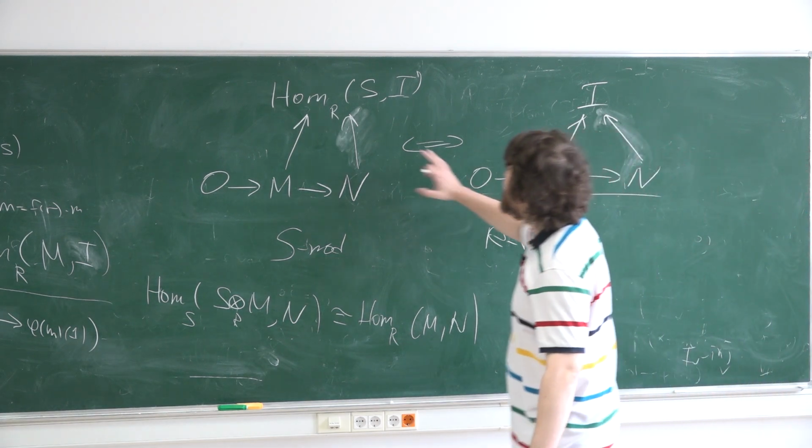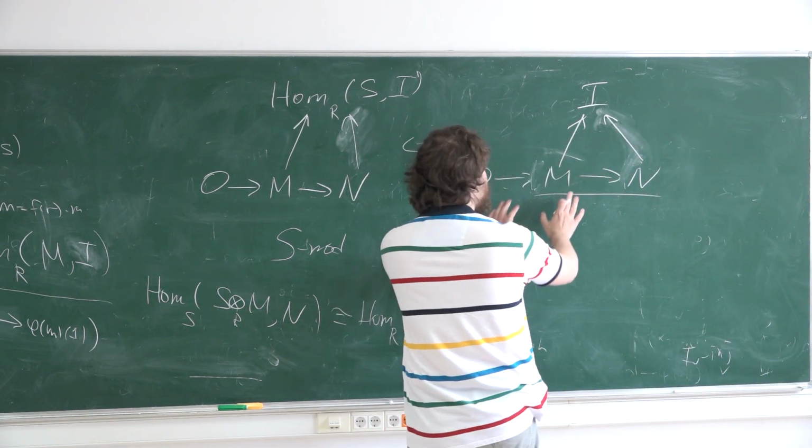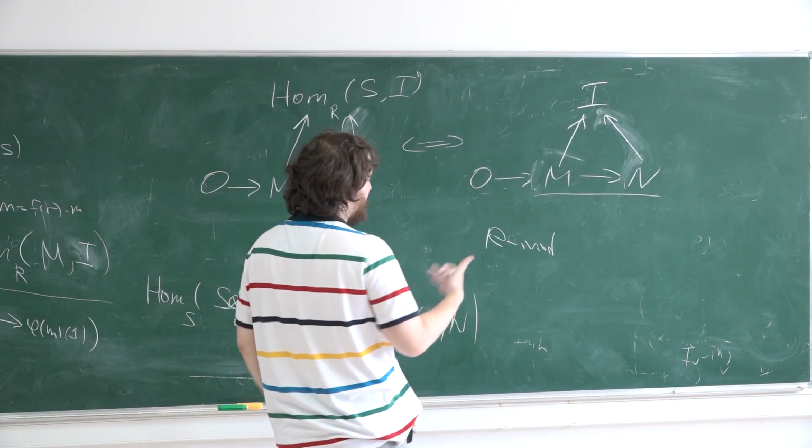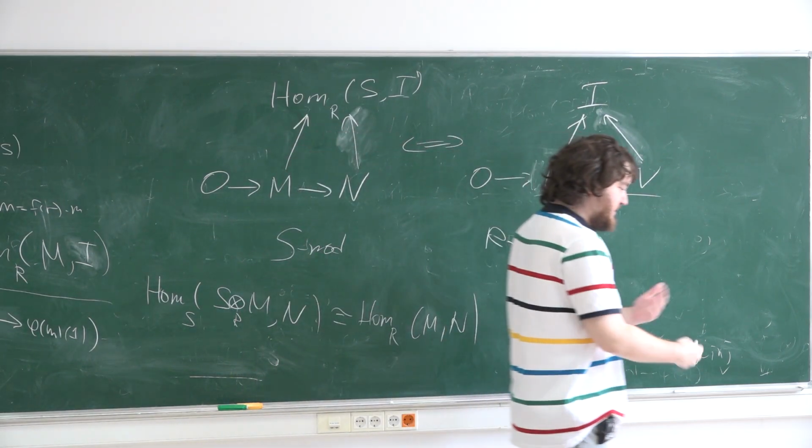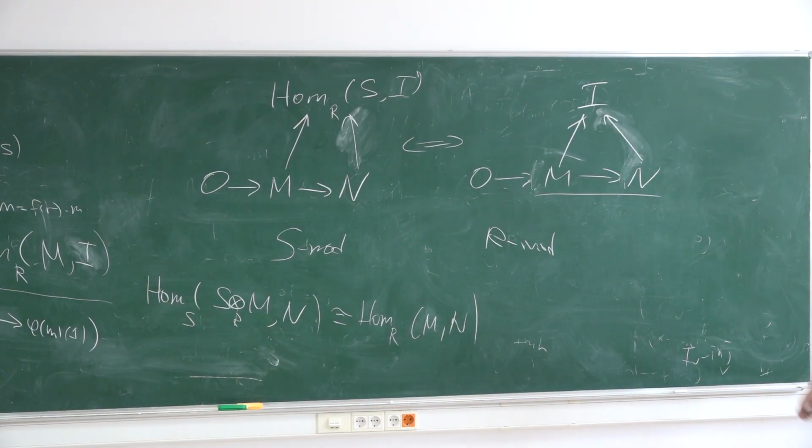So we obtain that these are R modules, but in fact they are S modules. Not any R module, in fact an S module. It's not true. You can consider an R module which does not come from an S module.